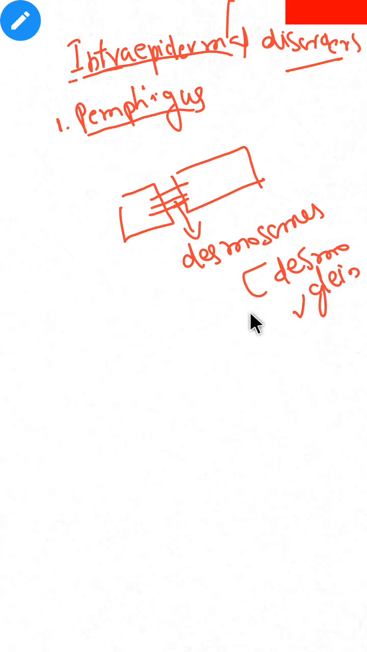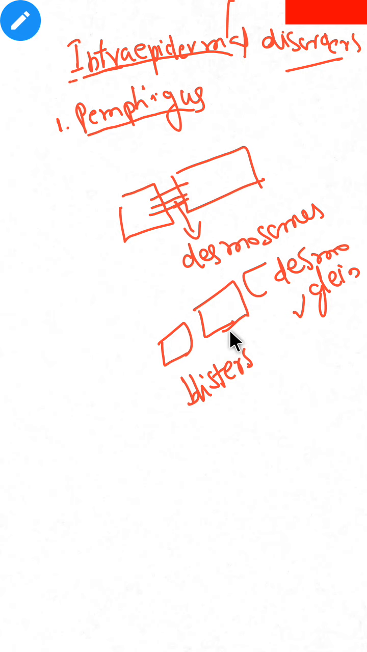So when there is a defect in these desmogleins, it results in separation of these keratinocytes, right? So the connection between them is lost. This results in formation of blisters. So this is the basic mechanism of how pemphigus results in blisters.